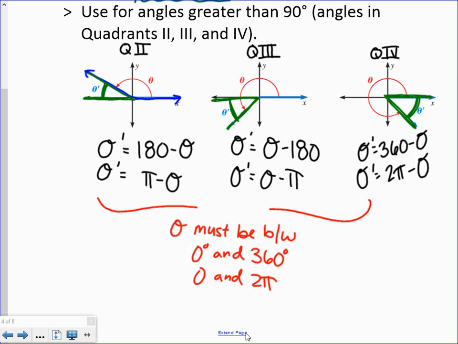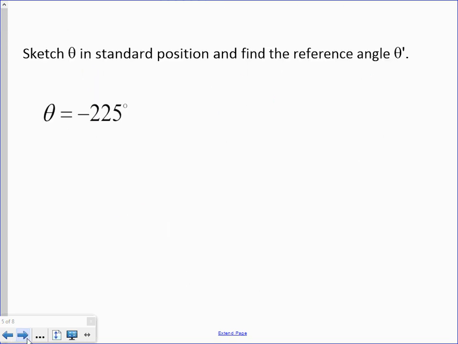Okay, so next up are just some examples of things that you're going to see on the homework assignment. So first example, I'll give it to you and I'll give you some time to work it out. There is essentially two things that you're doing. Could you please sketch theta in standard position? So that's going back to day 1. Number 2, find its reference angle. Okay, that's today.